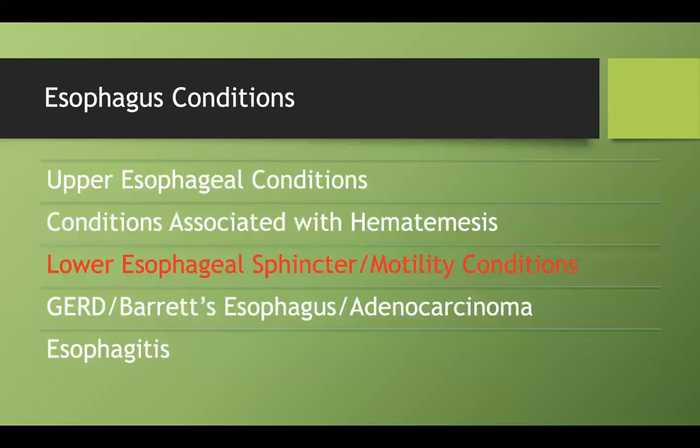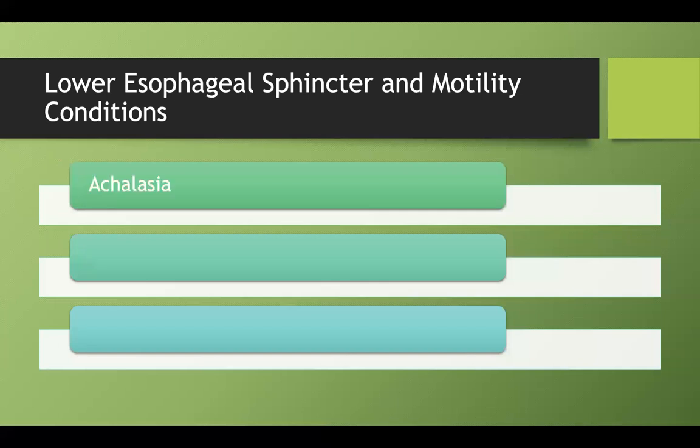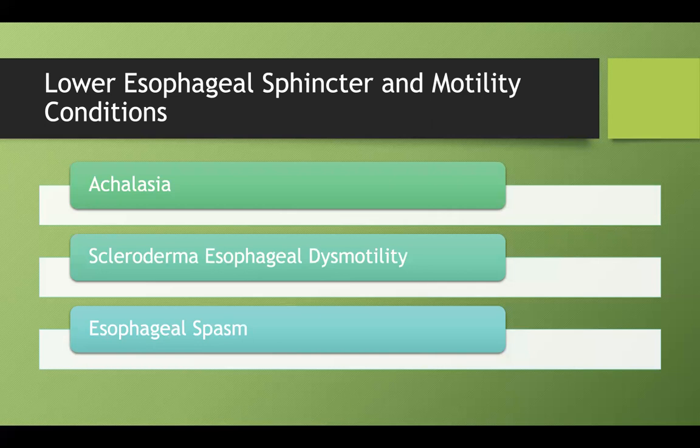Now let's move on to lower esophageal sphincter and motility conditions. The first one, and the most high yield of these conditions, is achalasia. Then we'll talk about scleroderma esophageal dysmotility, and we'll finish it off with a motility problem, the esophageal spasm.